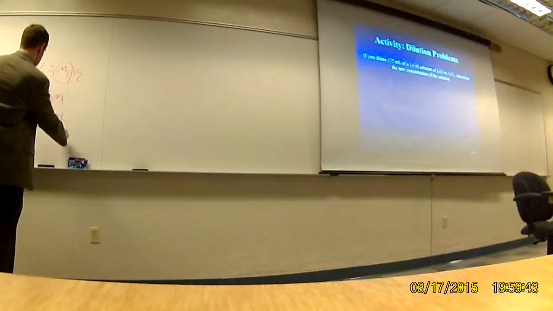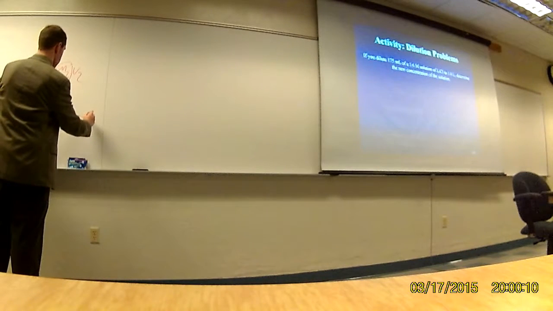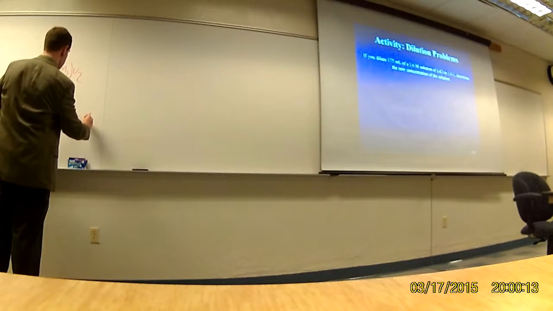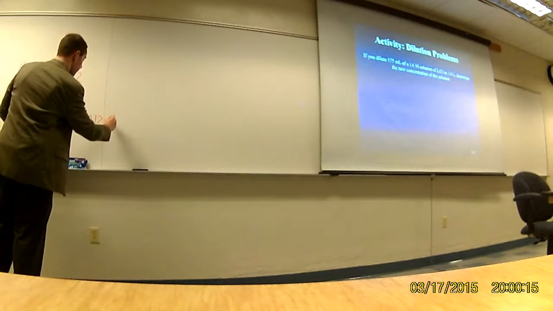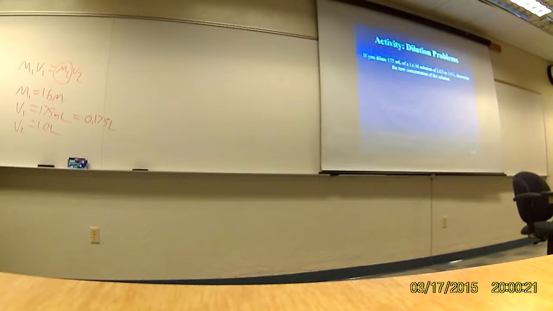1.0 liters. Do we have to change anything? Yes, we have to change it to milliliters or liters. Correct. We either have to change the milliliters into liters, or we have to change the liters into milliliters. Doesn't matter which one, but they have to be the same unit. Which one do you want? V1 to the 0.175 liter. So David is saying that 175 milliliters is 0.175 liters. Now they're both in liters. We can just plug them in.